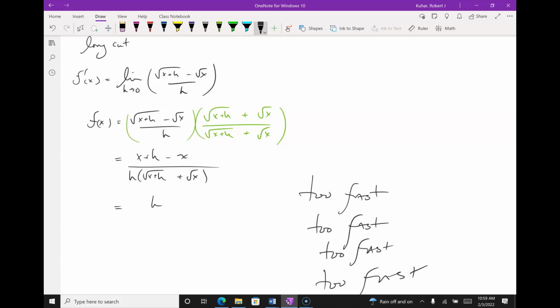So I get h over h times, right? And then finally my h's cancel. And the question is, can I plug in h equals 0 now? Well, definitely, because I don't get a 0 upstairs. I'm trying to get a replacement function for that 0 over 0, right?